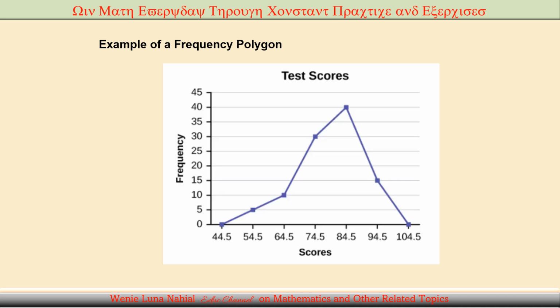Next, we have frequency polygon. So here, the x-axis refers to the test scores and the y-axis for the frequency of the test scores in a given category.